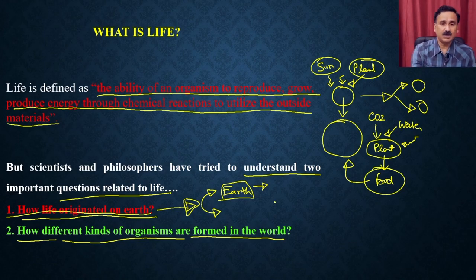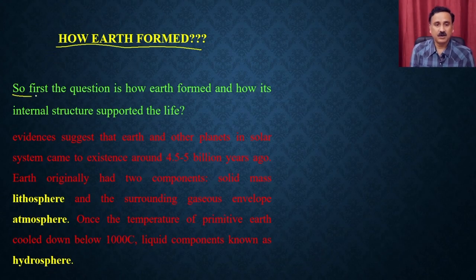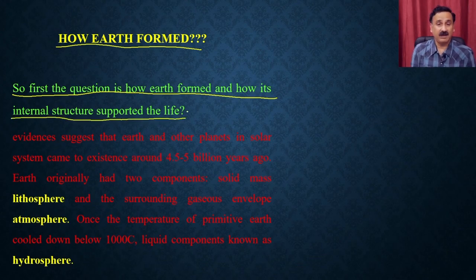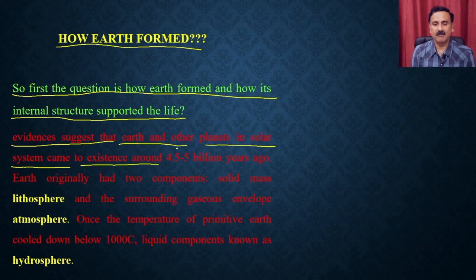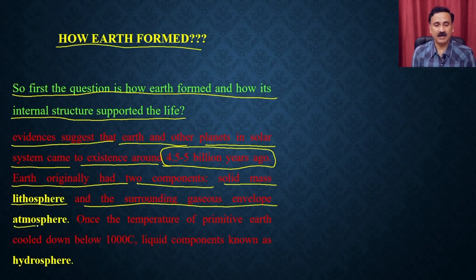To understand these questions, we are going to ask how the earth was formed and why there is life on the earth. So the first question is how the earth was formed and how its internal structures support life. Evidence suggests that the earth and the other planets in the solar system came into existence about 4.5 to 5 billion years ago, right? And the earth originally had two components: one is the solid mass, which is also called the lithosphere, and the surrounding gaseous envelope, which is called the atmosphere.